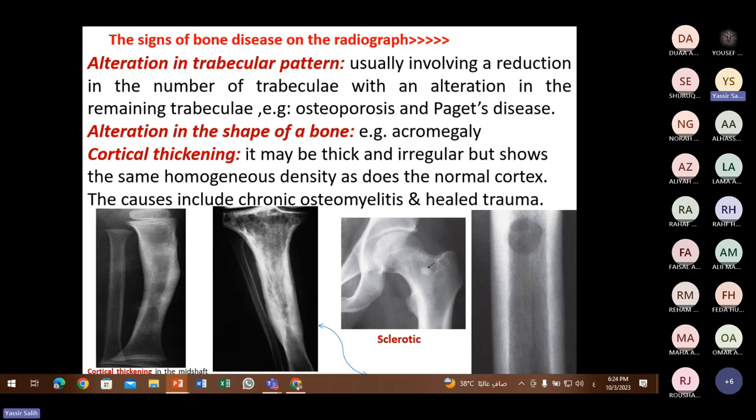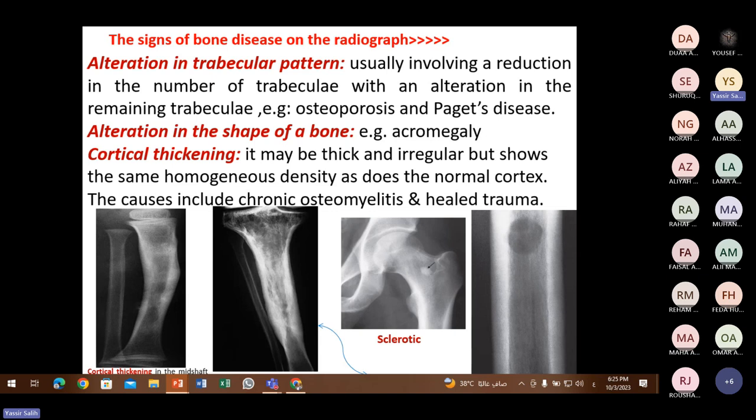The third sign is alteration in trabecular pattern. As I told you, we usually look at the normal to identify the abnormal. So this is trabeculation, a matrix network of lines, one vertical and one horizontal. This is a normal trabeculation. When there is alteration in this normal trabecular pattern, this indicates signs of bone disease. It can be characterized by reduction of normal trabeculae or alteration of the appearance of this trabeculation.